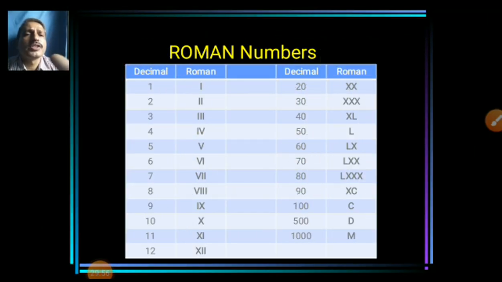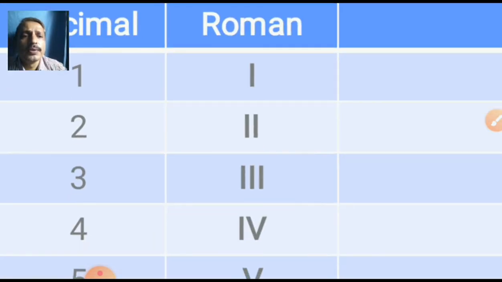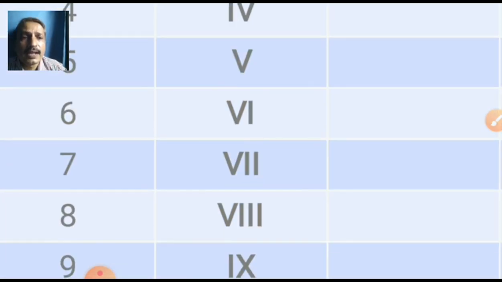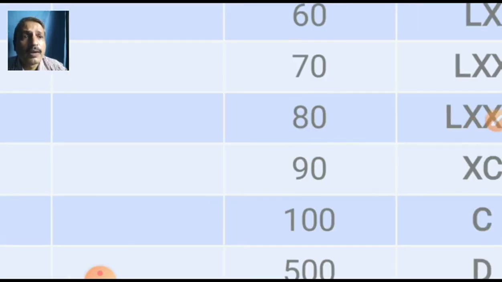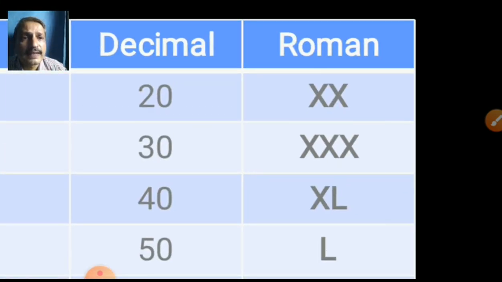Last but not least, here are the Roman numerals. Yes, 1, 2, 3, 4, 5, 6, 7, 8, 9, and 10 means X. 11 means XI and 12 means XII. Yes, you find these things in our school. Now look here. How to write 20, 30, 40? 20 means XX, 30 means XXX, 40 means XL, X means 10 and L means 50.